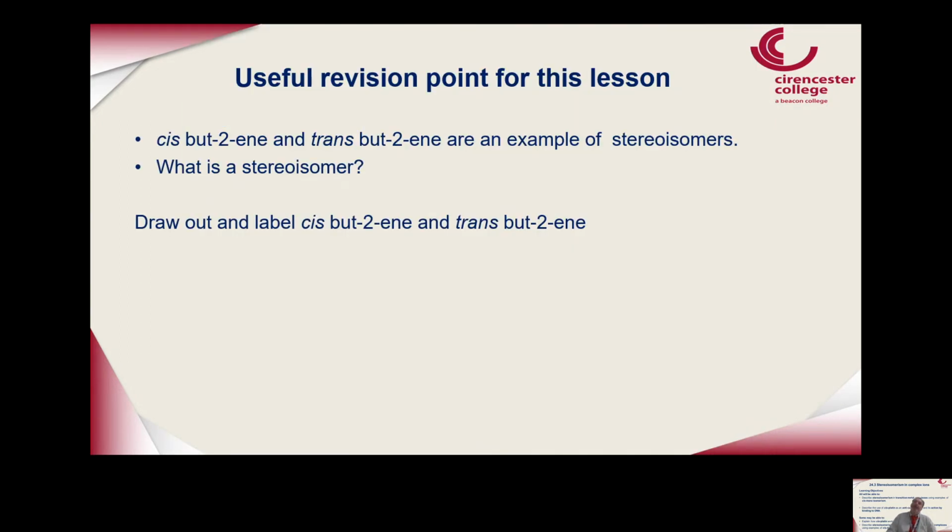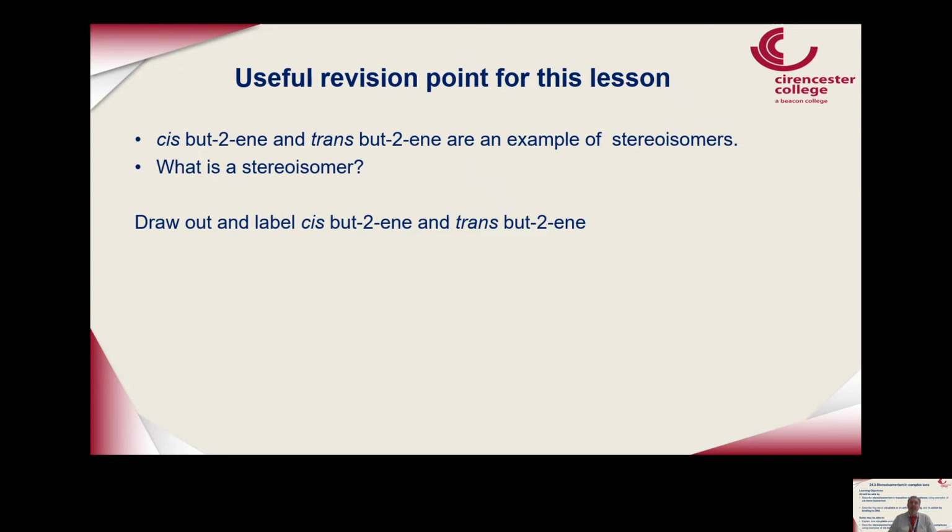Okay, so a quick revision point. The title of this lesson is stereoisomerism, and you think, yes, that reminds me of butene, and in fact it can be cis and trans. These are geometric stereoisomers, so you can stop the video and draw out and label cis butene and trans butene now. If you stop and then carry on when you're ready.